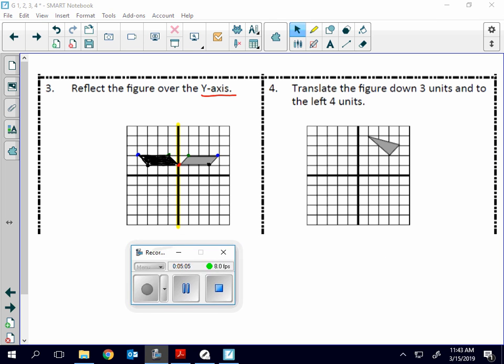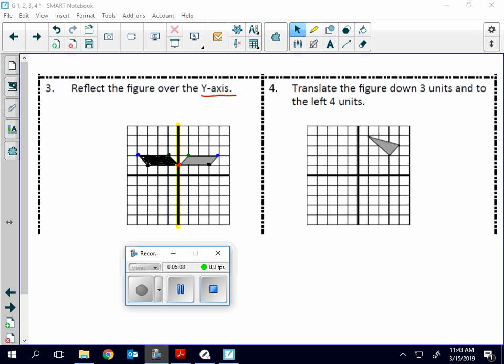Okay. Translate the figure down 3 units and to the left 4 units. So down 3, left 4. So if I start here, it's going to go down 3. This is my big one, right? Down 1, 2, 3, and left 1, 2, 3, 4. That's my other spot. Okay, if I take this corner, go down 3 and left 4. And the third corner, down 3, left 4. So my new triangle goes right here.